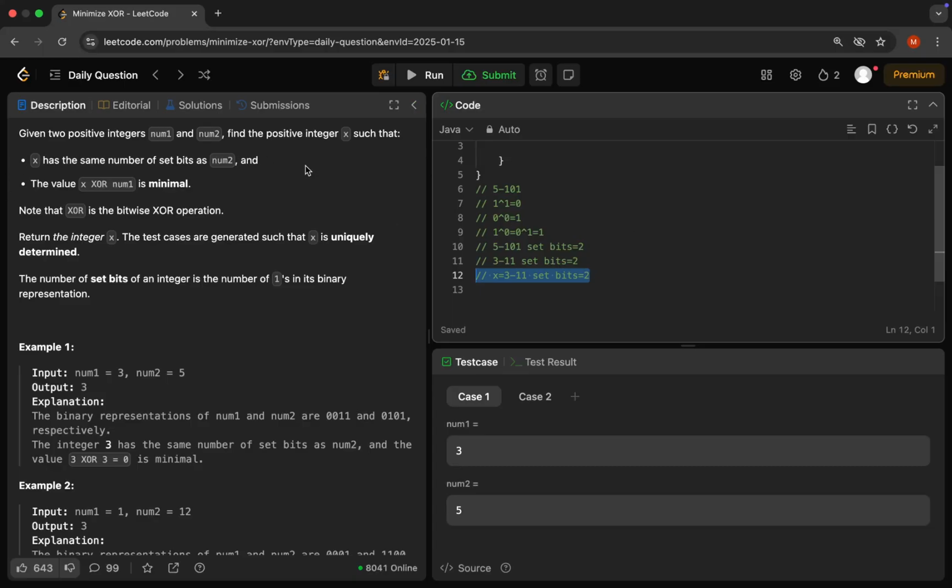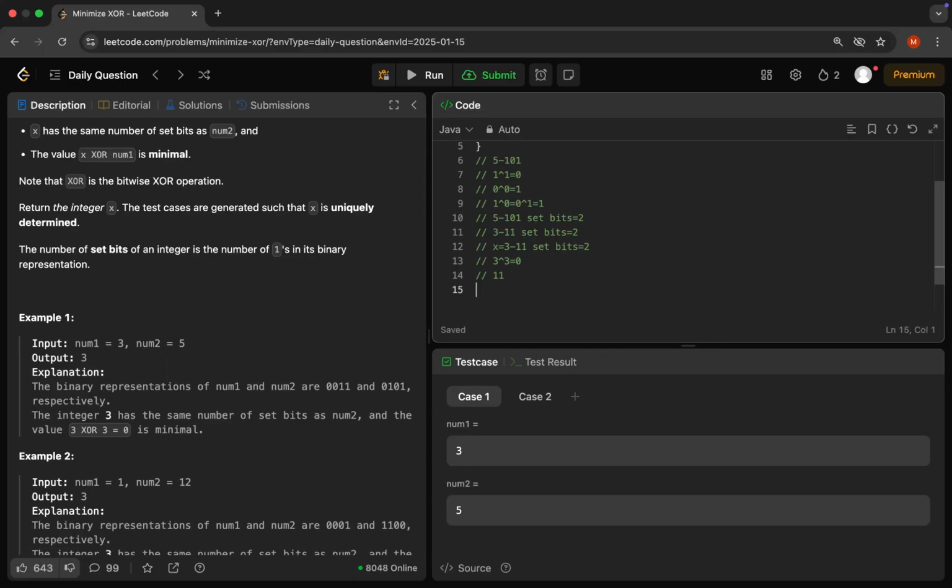X has the same number of set bits as num2. Num2 has 2 set bits, as we can see, and x also has 2 set bits, as the question is saying. The XOR value of x XOR num1 is 3 XOR 3, which equals 0. Let me write the XOR operation also. Let's suppose this is n1 and this is x. So the result will be 0 0.